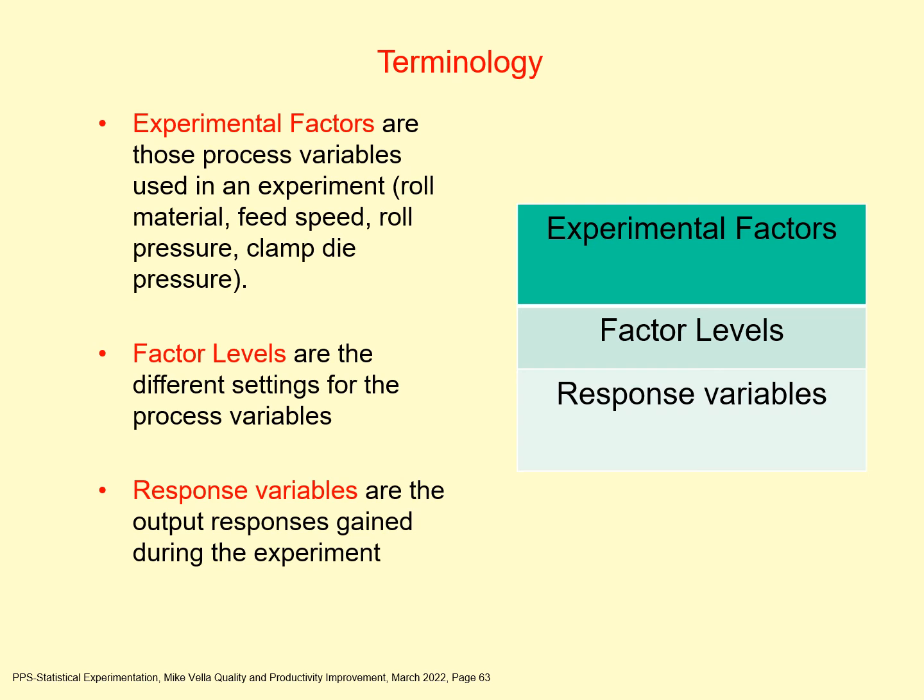Some terminology: experimental factors, factor levels, and response variables. An experimental factor are those process variables used in the experiment. In our case, roll material, feed speed, roll pressure, and clamp die pressure. The factor levels are the different settings for each of those process variables. And the response variables are the output responses or the results gained during the experiment.